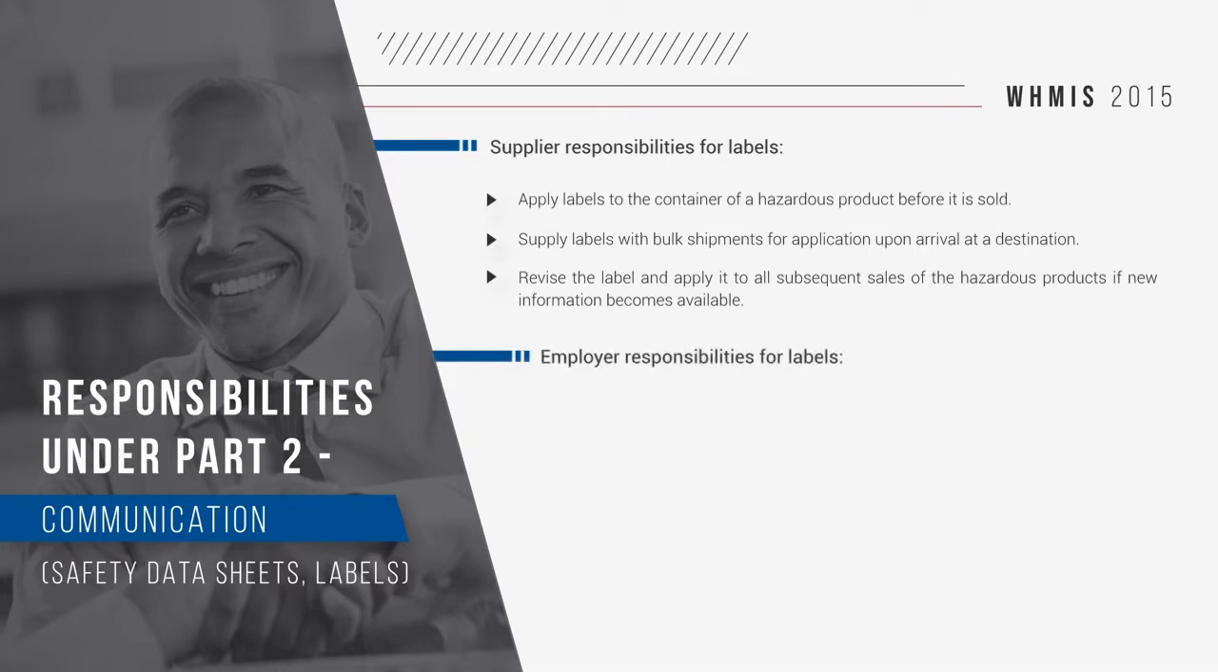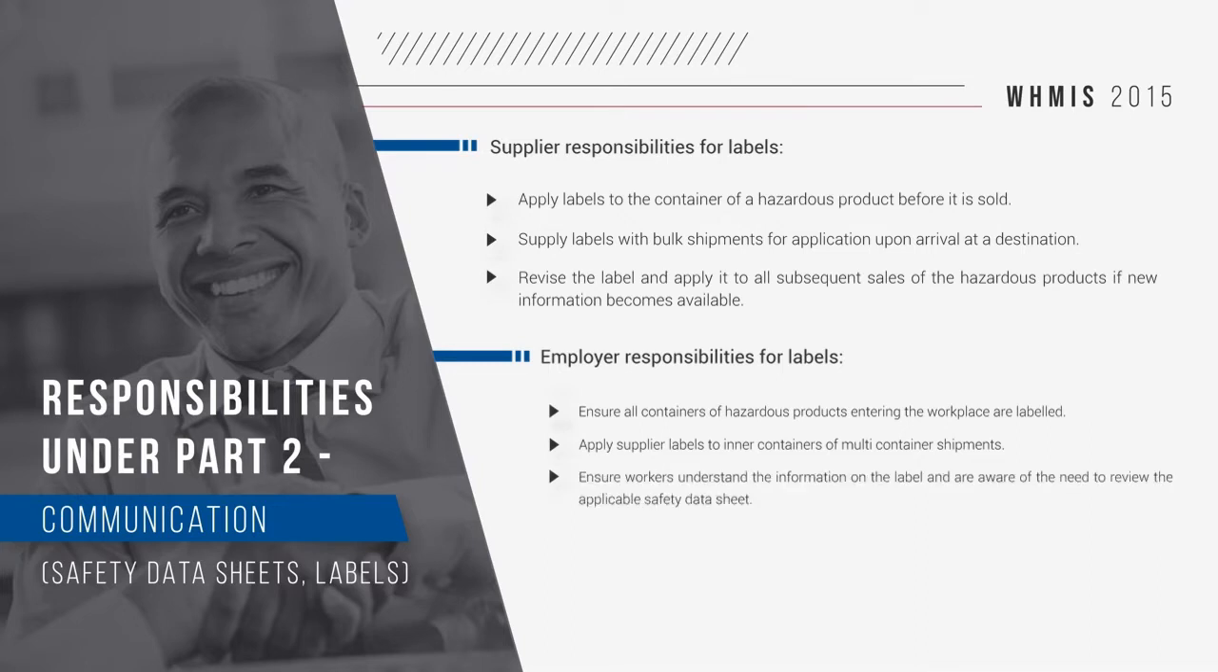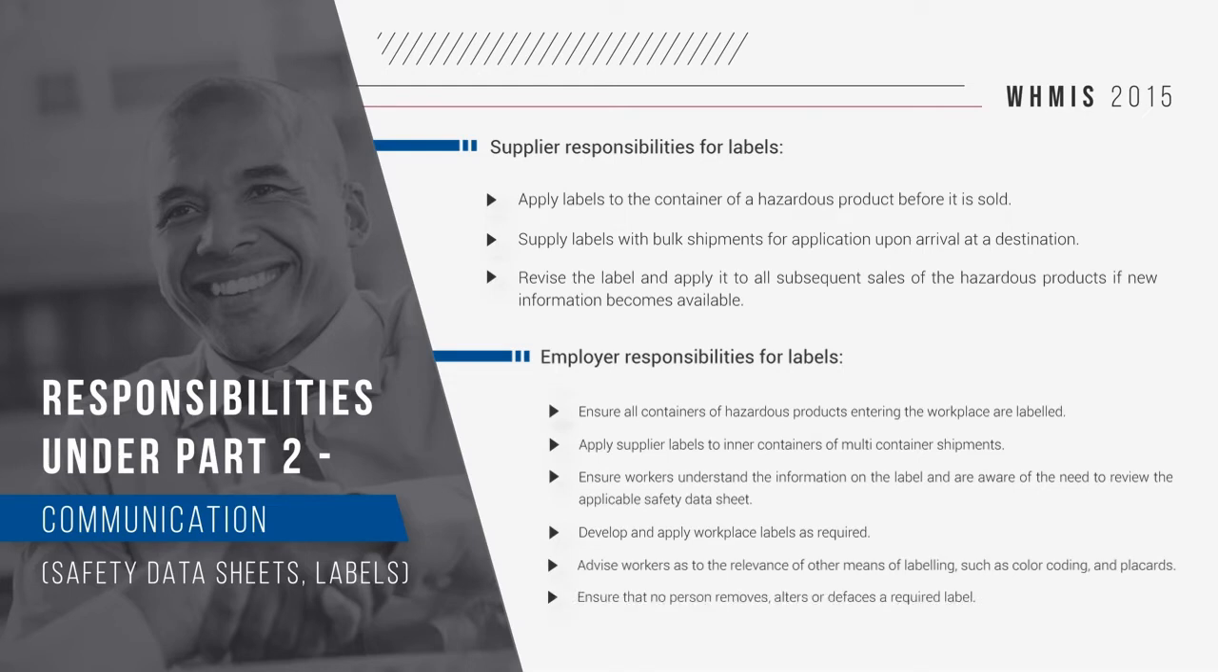Employers have responsibilities for labels as well. They must ensure all containers of hazardous products at the workplace are labeled. They must apply supplier labels to the inner containers of multi-container shipments. Ensure that workers understand the information on the label and are aware of the need to review the applicable safety data sheet. They must also create and apply workplace labels as required. They must advise workers as to the relevance of other means of labeling, such as color coding and placards, and ensure that no person removes, alters, or defaces a label.